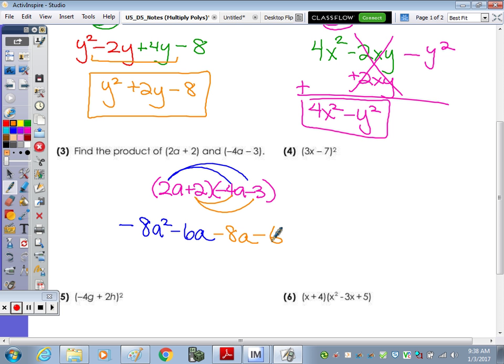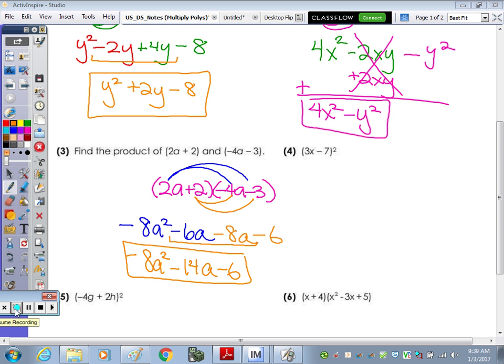The only like terms are the a's, which are right in the middle. So bring down the negative 8a squared. Combining these two, negative 6 and negative 8, when you're adding, you only change the coefficient in front, so negative 14. The a stays the same, and then minus 6.